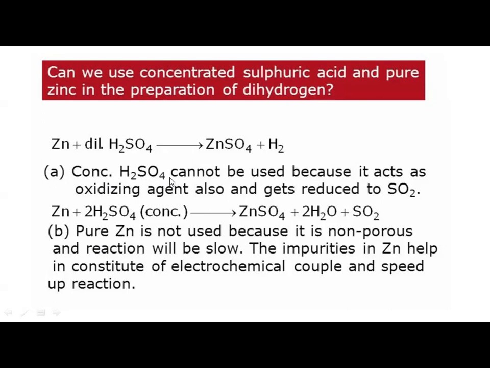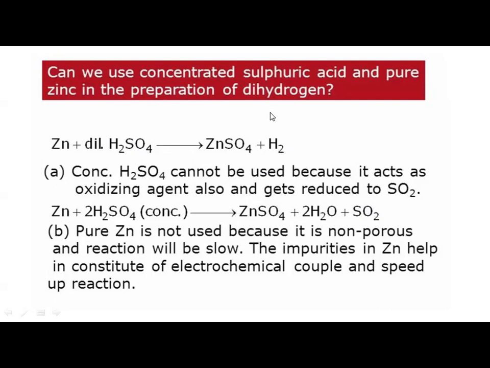First point. The second point is that concentrated sulfuric acid cannot be used. If you use concentrated sulfuric acid, it acts as an oxidizing agent and itself gets reduced. The reaction would be Zn plus concentrated sulfuric acid gives no doubt ZnSO4. But since it acts as an oxidizing agent, it will oxidize the hydrogen formed to water and itself gets reduced to sulfur dioxide. That's the reason we cannot use concentrated sulfuric acid. We need to use dilute sulfuric acid. Then only we will get hydrogen gas.